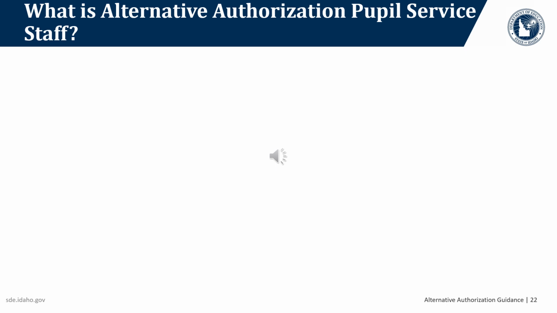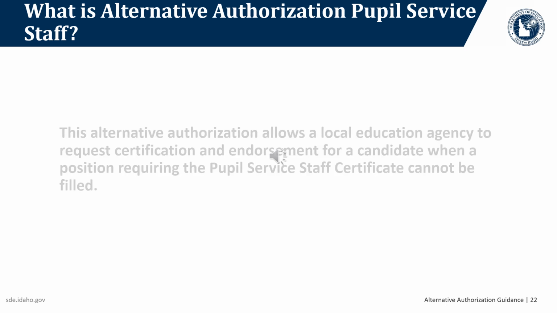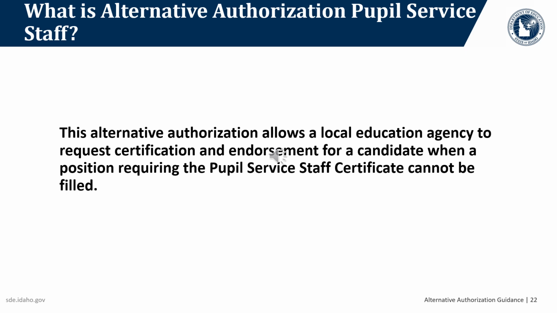Moving on to the Alternative Authorization Pupil Service Staff application. What is the Alternative Authorization Pupil Service Staff? This alternative authorization allows a local education agency to request certification and endorsement for a candidate when a position requiring the Pupil Service Staff certificate cannot be filled.